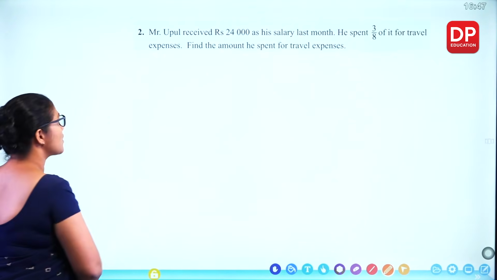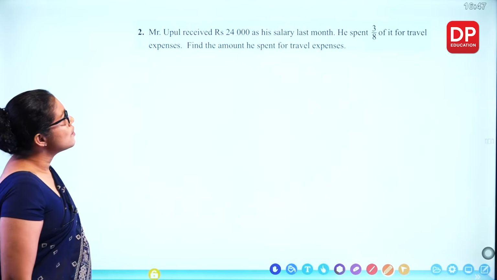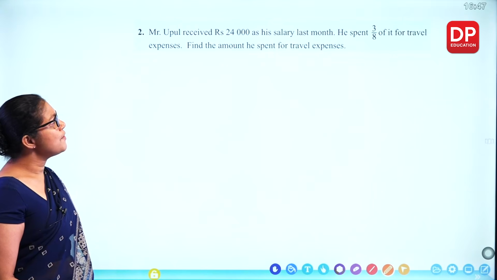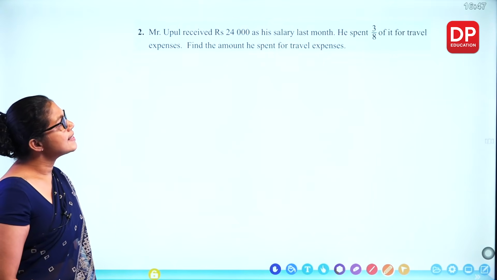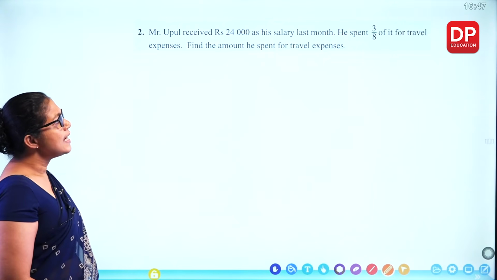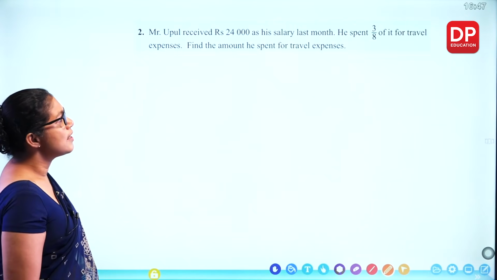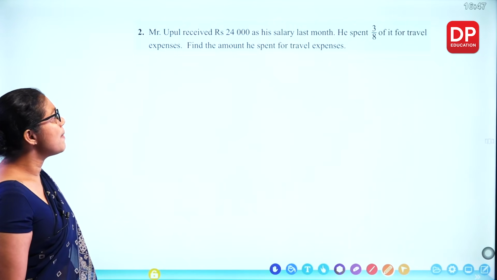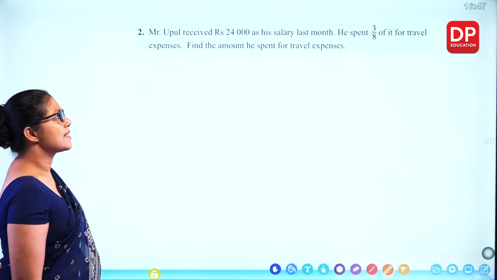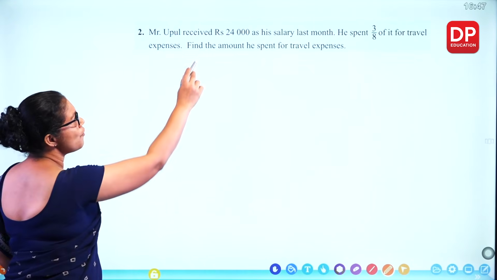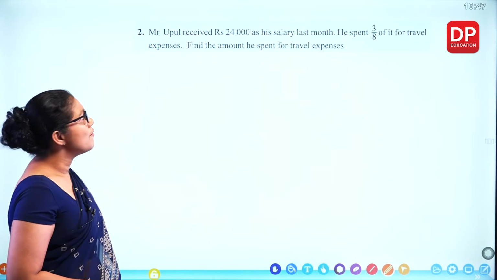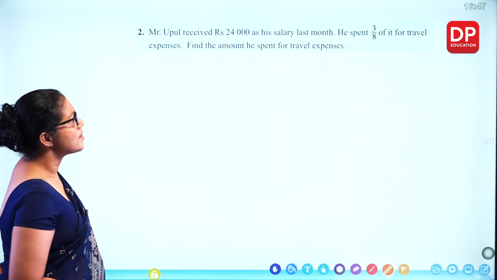Now we'll see the next one. So this is a worded problem given. It says Mr. Upul received 24,000 as his salary last month. He spent 3/8 of it for travel expenses. Find the amount he spent for travel expenses. So out of 24,000, he spent 3/8 of that for travel. So they are asking what's the amount.